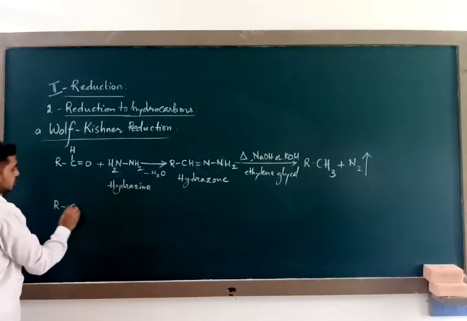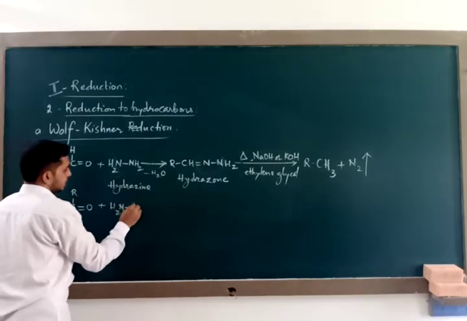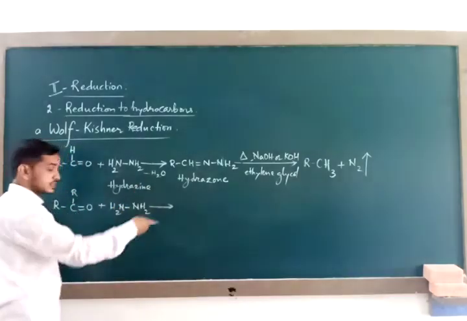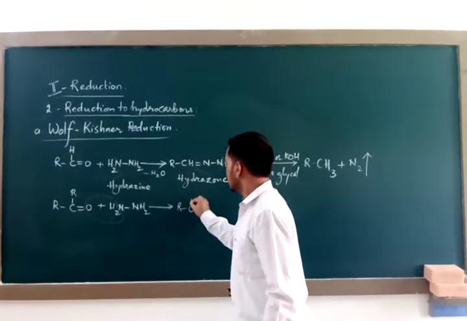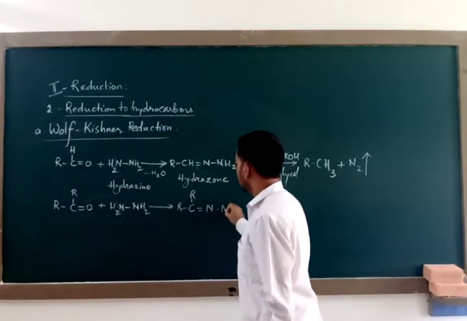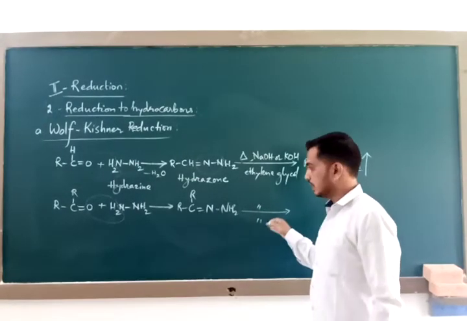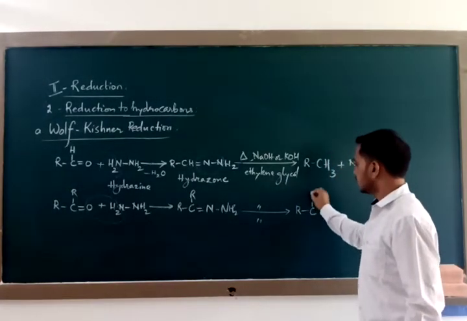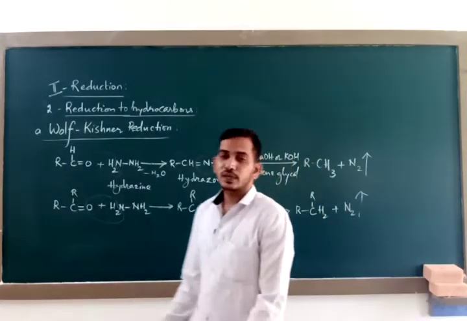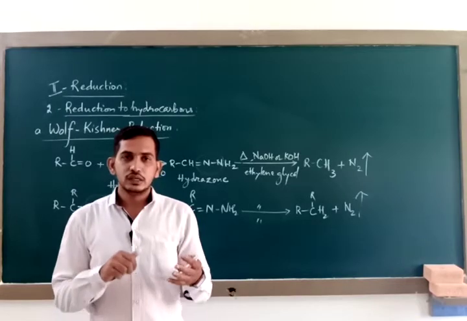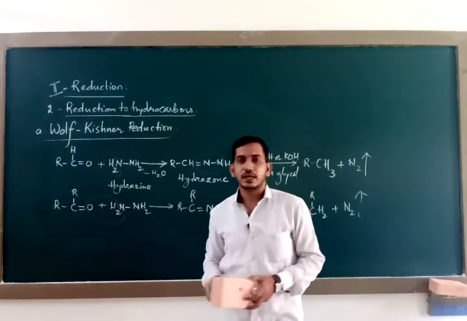Try the same with a ketone, RCR double bonded O. If it is reacted with hydrazine, under same conditions you will get the same kind of reaction. This goes, what remains? RCR double bond N NH2. Ketone hydrazones are obtained. Heated with KOH in presence of ethylene glycol, it will give you RCH2R plus N2. Again you will get a hydrocarbon. So these two reactions, one is Wolff-Kishner reduction and the other is Clemmensen reduction. Both are important reactions for exams.